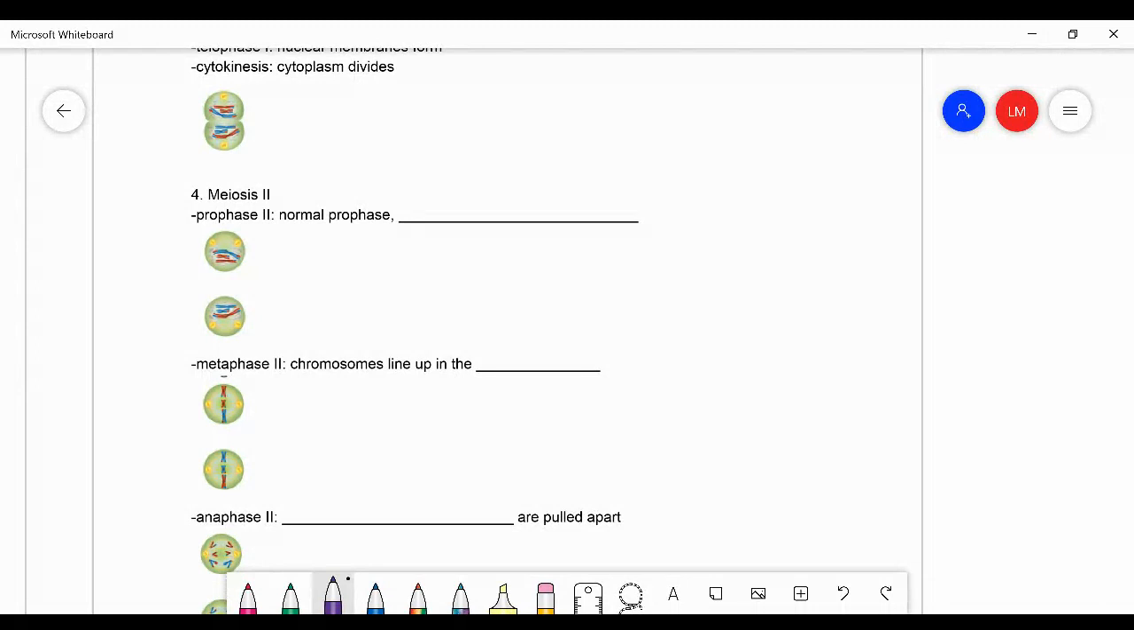In meiosis 2, we're going to start off with prophase 2, which has all of the normal prophase things that we've ever talked about, except here there is no crossing over. So crossing over only happens in prophase 1, not prophase 2. And then during metaphase 2, the chromosomes once again line up in the middle, single file, which you can see here.